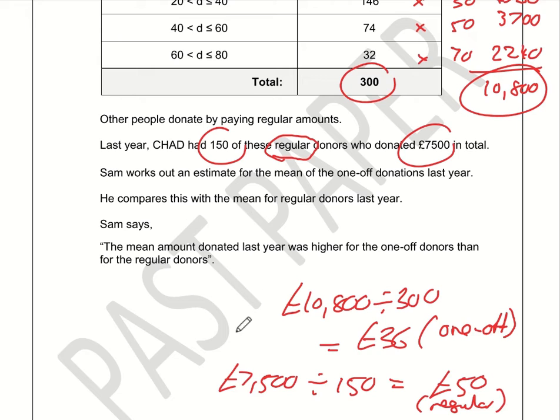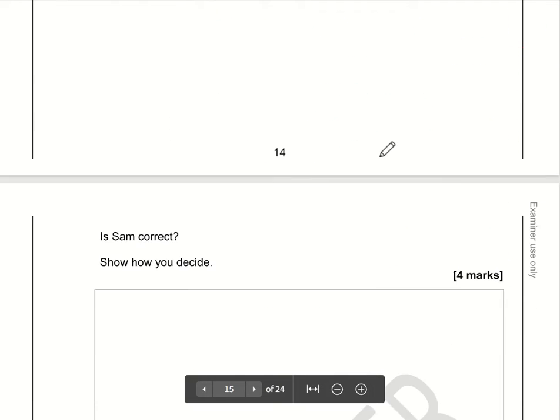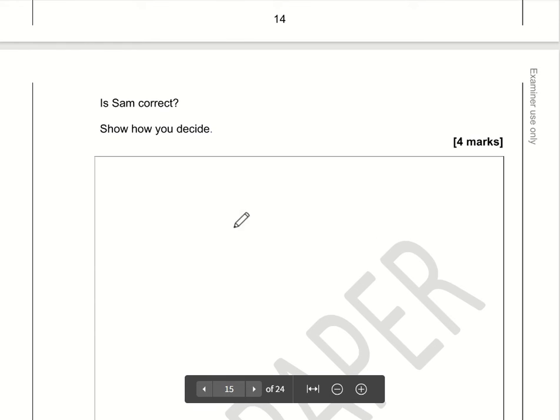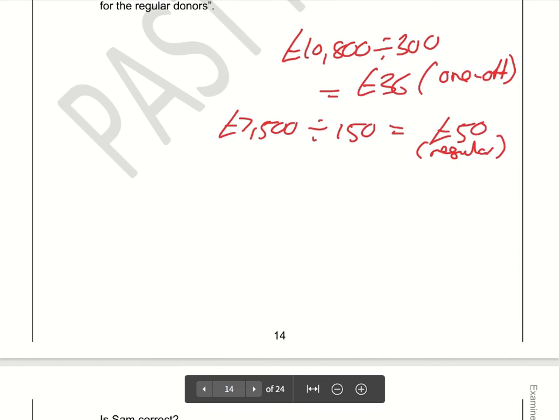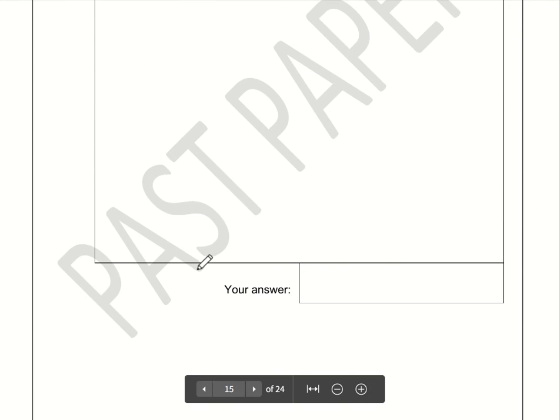Sam says the mean amount donated last year was higher for the one-off than for the regular. Well, that is not the case, because we can clearly see that 36 is less than 50. All these workings that I've done up here probably should have been done down here in the box, but scrolling up and down would have been a bit of a pain. But the answer after all of that is no.